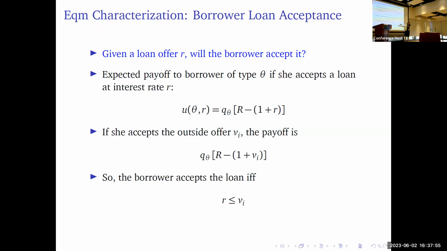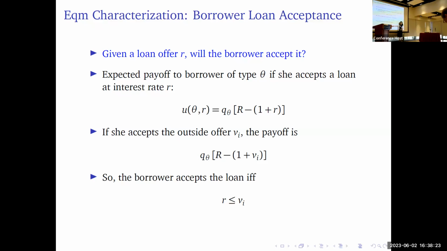So B is essentially the alternative interest rate from the outside loan offer. Intuitively, they will accept the loan if and only if the expected profit is higher from here, which is characterized by this inequality. It makes sense: the interest rate offered by the lender is lower than the borrower's alternative. Very intuitive.